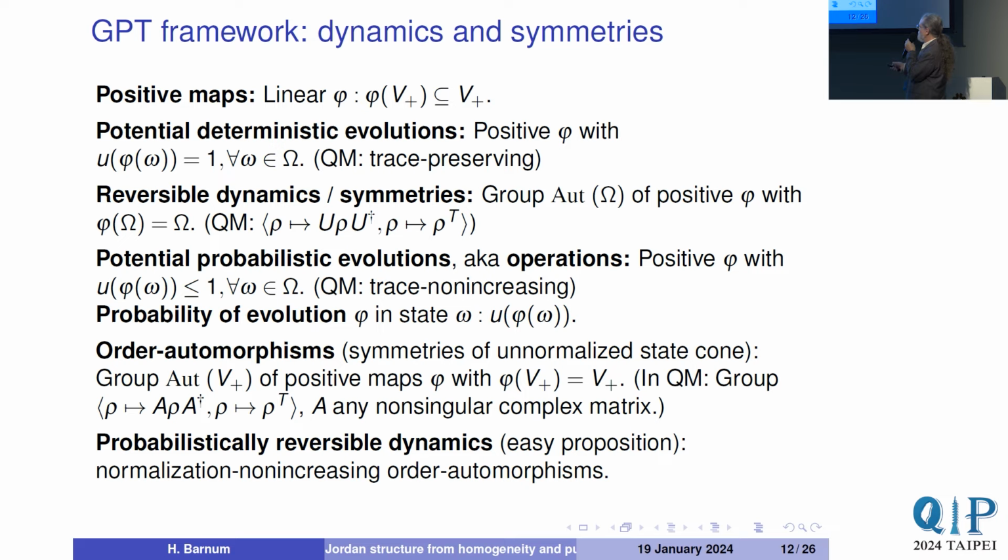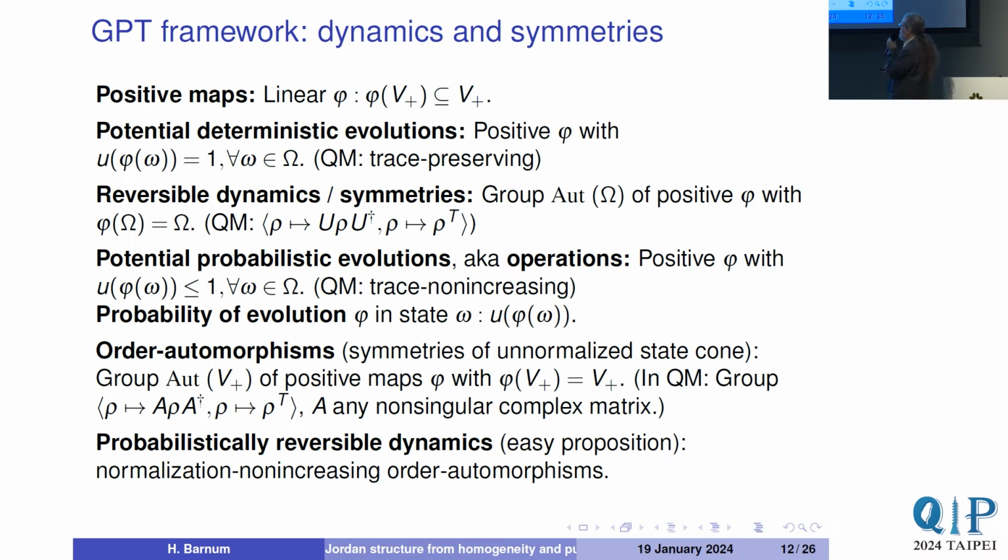Potential probabilistic evolutions, we just want them to be normalization non-increasing. And the probability of that evolution happening is just evaluating the norm after you've applied it.